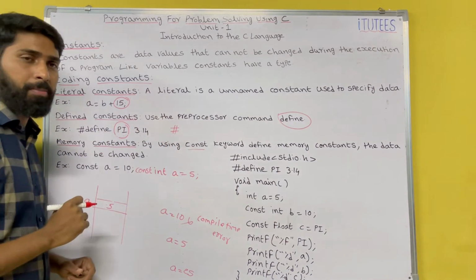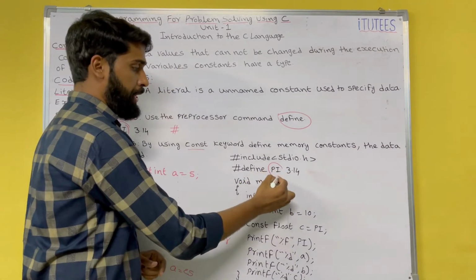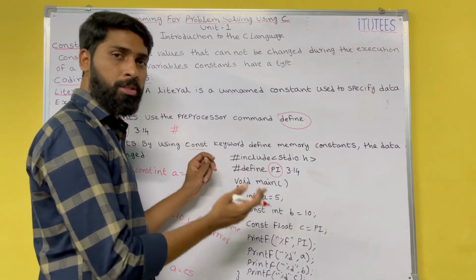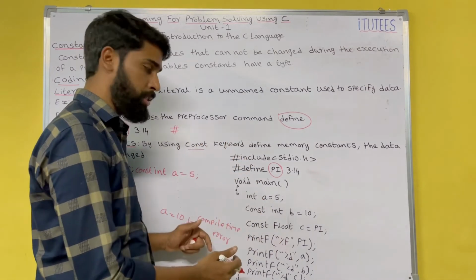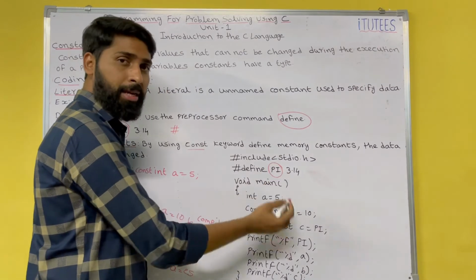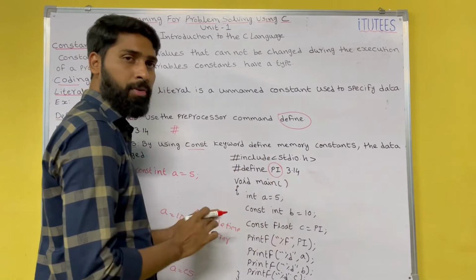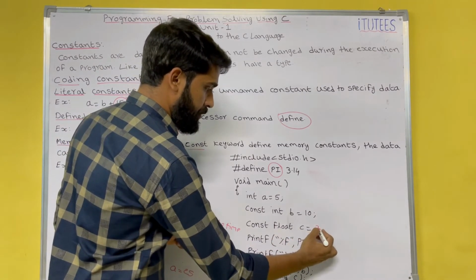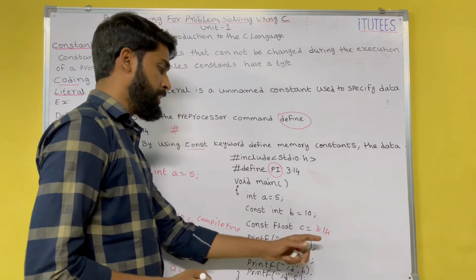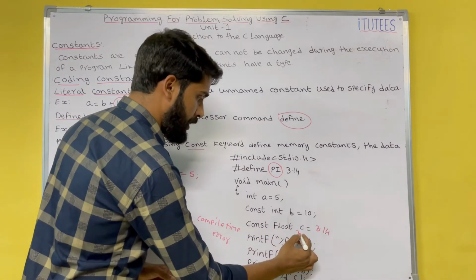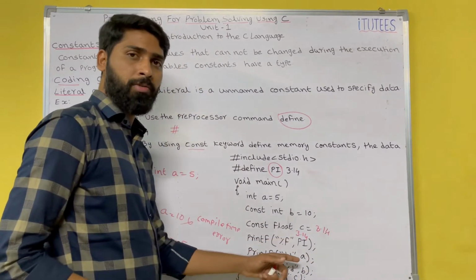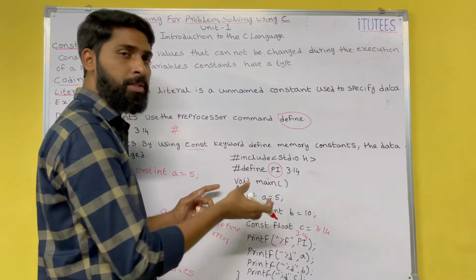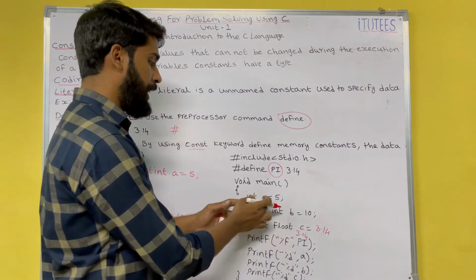Now we see one example. Here the symbol pi equals 3.14 is defined with the help of hash define. Before compilation, in pre-processing, whenever pi is in the program, it is replaced with 3.14. Where is pi? Here it is substituted, and here also there is pi, so it is substituted with 3.14. After compilation, this program is changed into object code. Now, a equals 5.